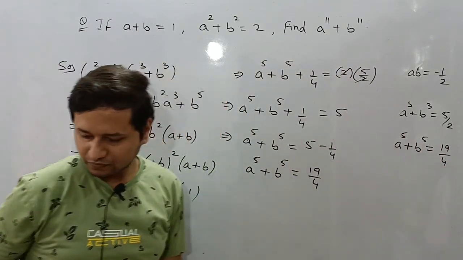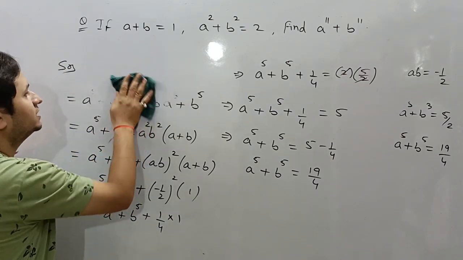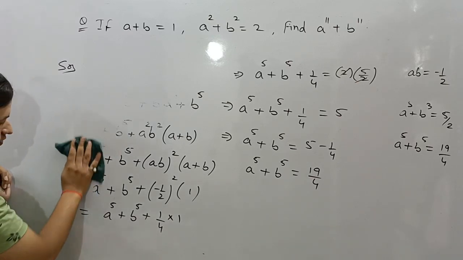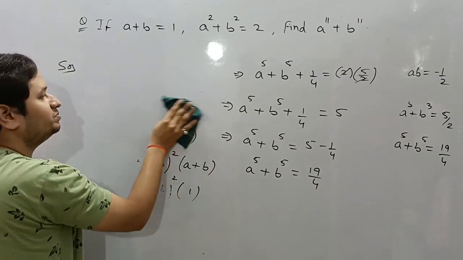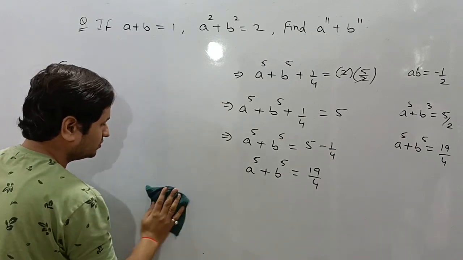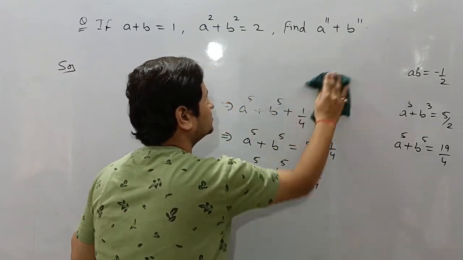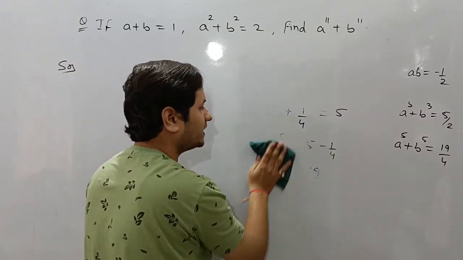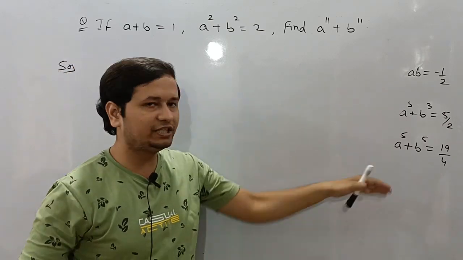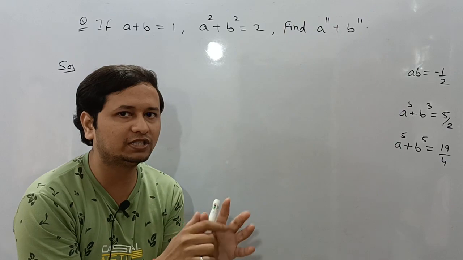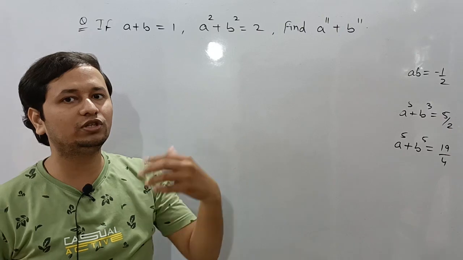Okay, here we have written it, for the further calculation we have to remember this. Now we are making a raised to the power 11 plus b raised to the power 11. So we should also have a raised to the power 6 plus b raised to the power 6, because when we multiply a raised to the power 5 plus b raised to the power 5 into a raised to the power 6 plus b raised to the power 6, then we will get a raised to the power 11. So how can we find out a raised to the power 6?